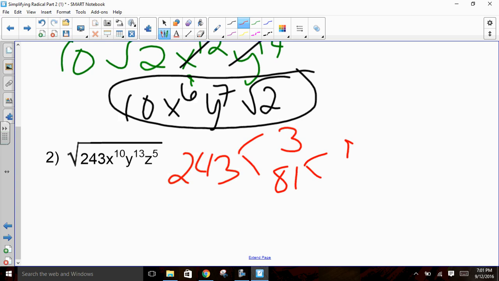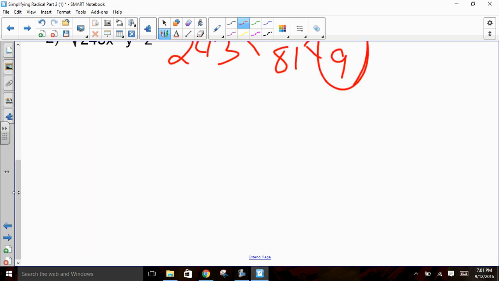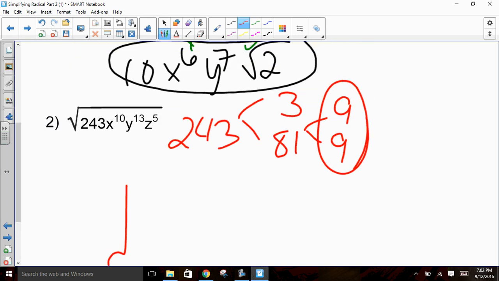81 is 9 and 9. Ooh, that was really bad. Let's try it again. 81 is 9 and 9. There's my group. I have 9 come out. Okay, or not. Computer's being super wonky. I have 9 come out. Left with 3 underneath. So I've dealt with my whole number. So I'm going to cross them off because I've talked about them.